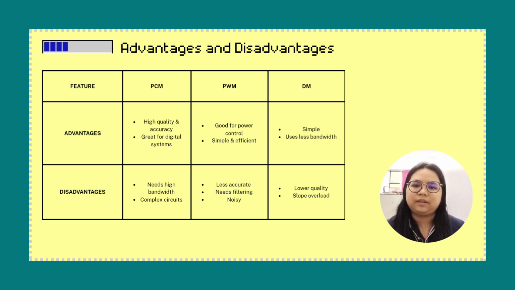Disadvantages for PCM are that it needs high bandwidth and also has complex circuits. But PWM is less accurate, needs filtering, and has much noise. For DM, it has lower quality and it has slope overload.